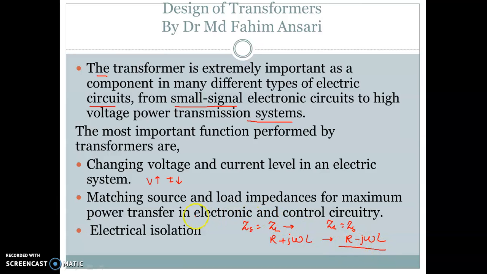It is also used for electrical isolation, meaning it also isolates AC from DC, because a transformer works only for the AC part, not for the DC part. So if there is a DC component, it will be separated out from the AC component.